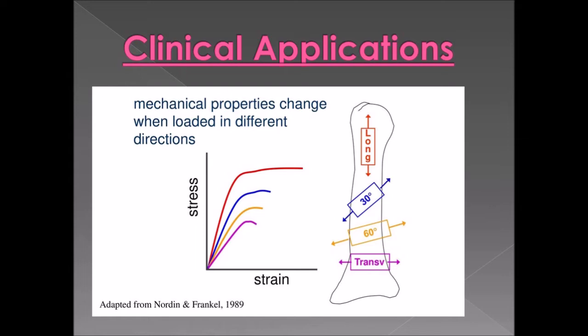So what is the logic behind that? Why should we study that? Suppose we are applying a 5 kg load to this one. So the magnitude is the same. The 5 kg load is applied either at 30 degrees, at 60 degrees, or longitudinally or transversely. Why do we need to study this? Because if the angle changes, the bone will change its behavior towards that force.